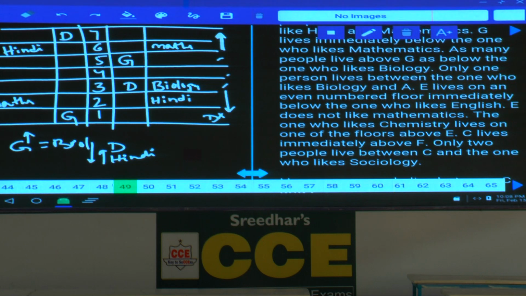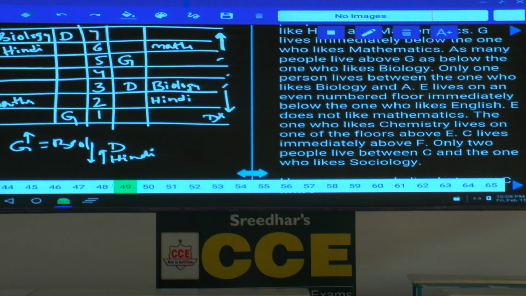And similarly here, G is at this place. Now how many persons are there above this G? There are 6 persons. If there are 6 persons above this G, how many persons must be below this biology? There must be 6 persons below this biology, and the one who likes biology must be on the 7th floor. Clear now?